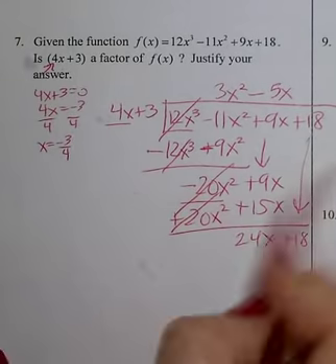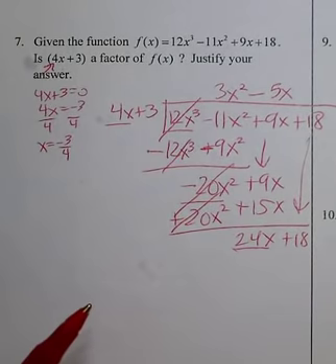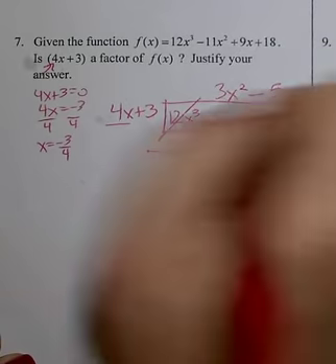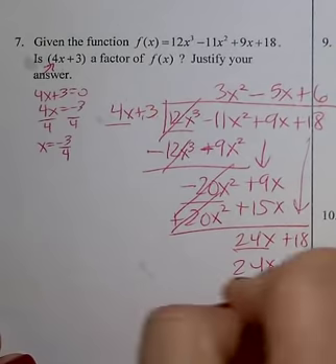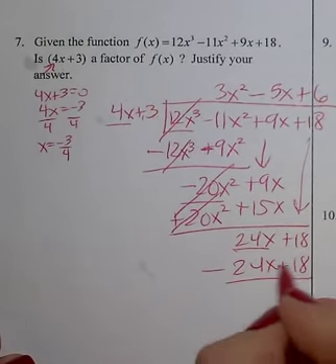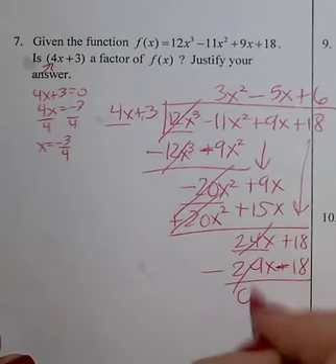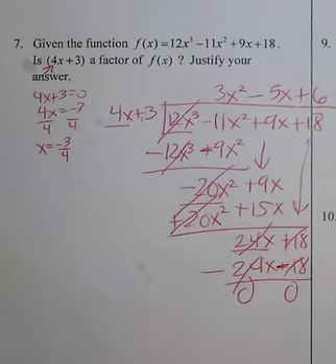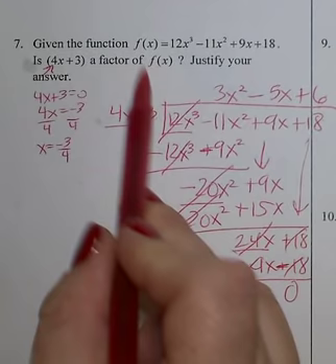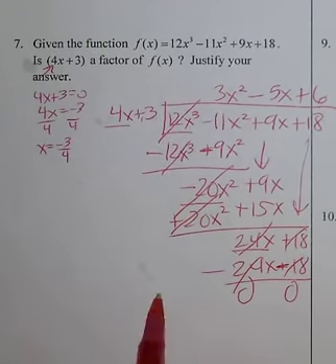4x times what is 24x? Plus 6, multiply, multiply, change signs, and combine. So is 4x plus 3 a factor of this? The answer is yes. How do you justify your answer? Because the remainder is 0.